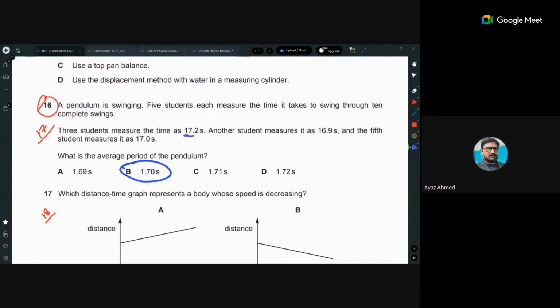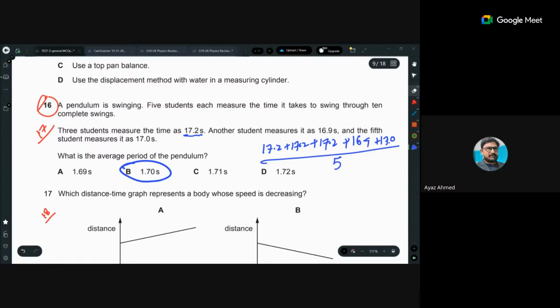Add this 3 times. 17.2 plus 17.2 plus 17.2 plus 16.9 plus 17.0 divided by 5. Just do it. 17.1. Sure? Yes. Okay, so I just made an average of 17.1. Right, so 17.1 was for 10 oscillations. Okay?